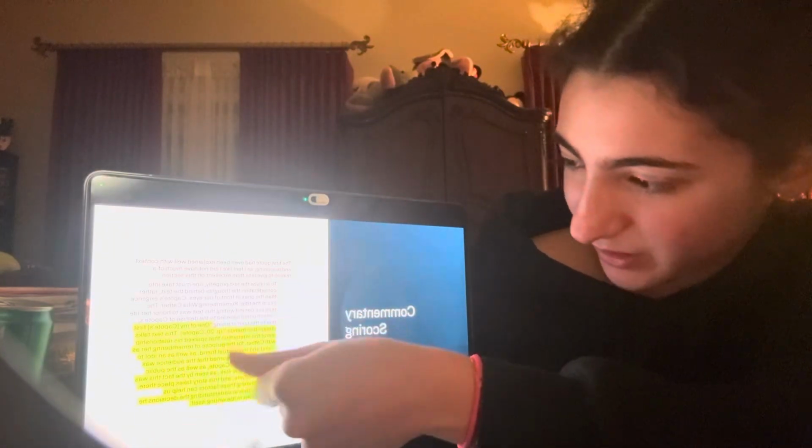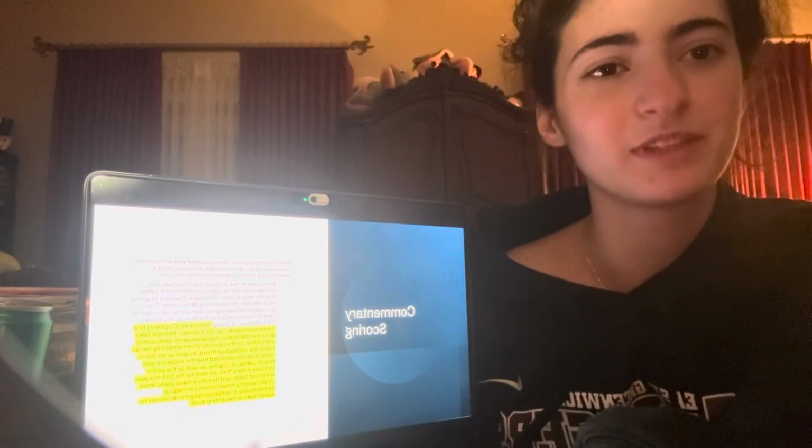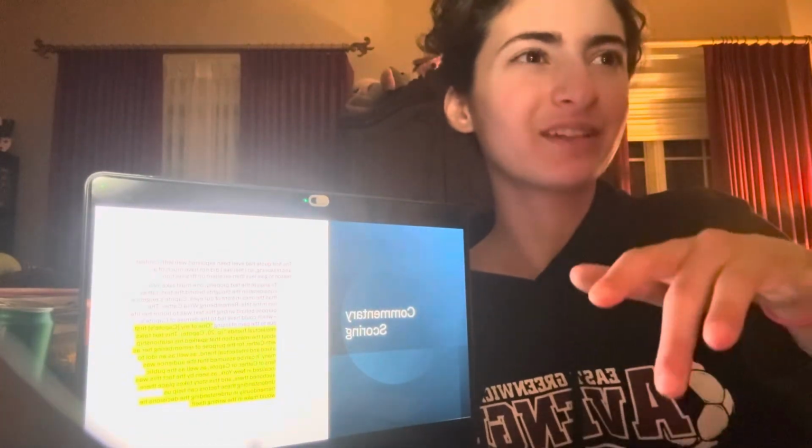Commentary scoring. This is another quote in my essay. So the first quote had the exact same problem where it wasn't explained that well. It was kind of there. So I feel like for that reason, well, actually, never mind. The quote itself was not explained that well. Like the reason it was there, that is explained pretty well. The leading into it is pretty good.